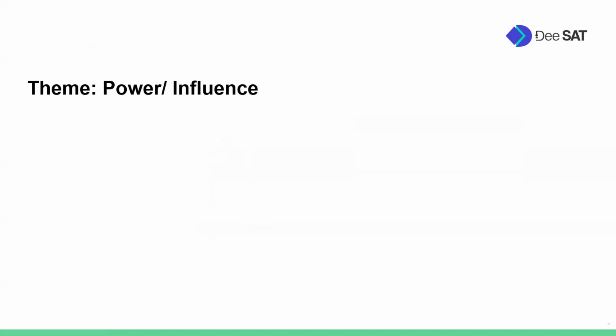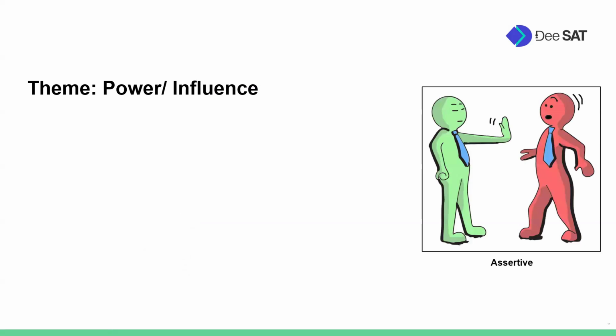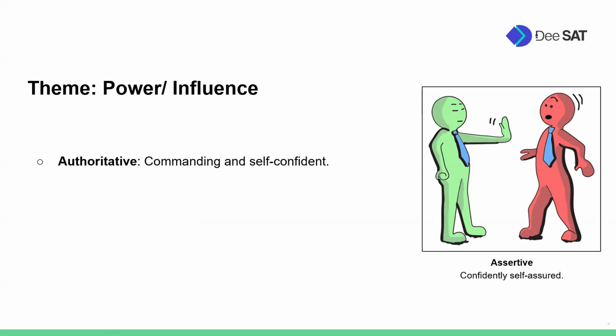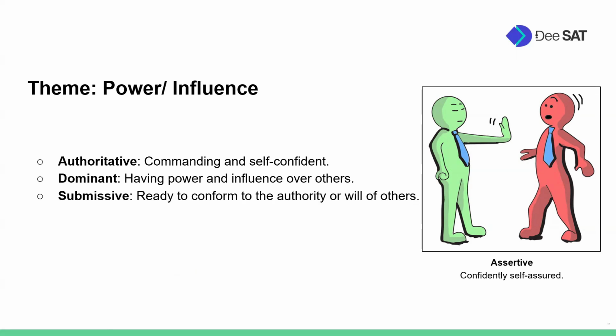You also have the theme power or influence. The word assertive would mean a person who's trying to establish boundaries, a person who very rigidly puts in what he or she wants. Basically, a confidently self-assured person. Other synonyms to the same could be an authoritative person who's commanding and self-confident. Dominant would not be an exact synonym, but a little bit of extrapolation of being assertive. Dominant would be when you are not only building your power, but also you are telling others what to do. So basically, you have power and influence over other people. The opposite to it would be submissive, meaning a person who's ready to conform to the authority or will of others.